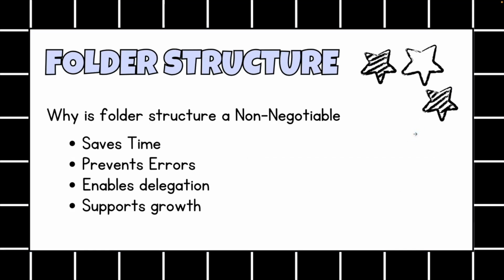So going to the folder structure, and this is a non-negotiable, right? It's going to save you time. It's going to prevent errors, right, by having clear and logical folder structures. We talked about saving time because of the organization, not having to sift through files, right? It's going to enable delegation, right? As an event planner, you might be a one-man team, but you're probably going to be bringing in more people in the future the more successful you get, right? And you're also going to be bringing in other third-party vendors, right?